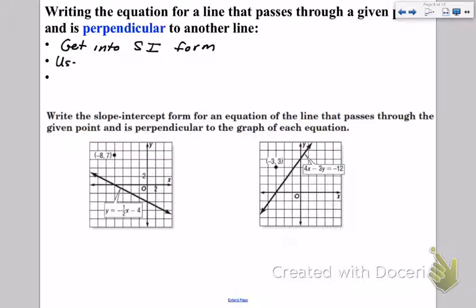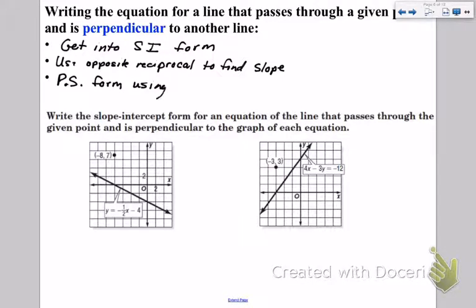Then use opposite reciprocal to find the slope. And then, last but not least, point-slope form, using new slope plus the point given. Alright, so let's try number 1. We are given the line, and it's already in slope-intercept form, so we can skip it, is negative 1/2.